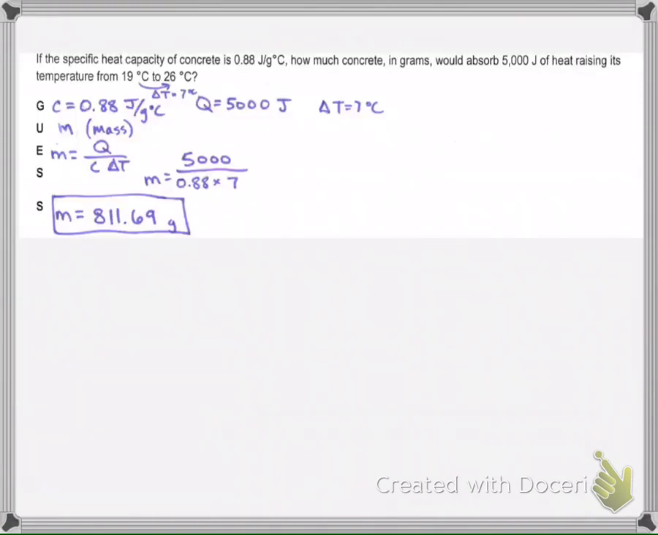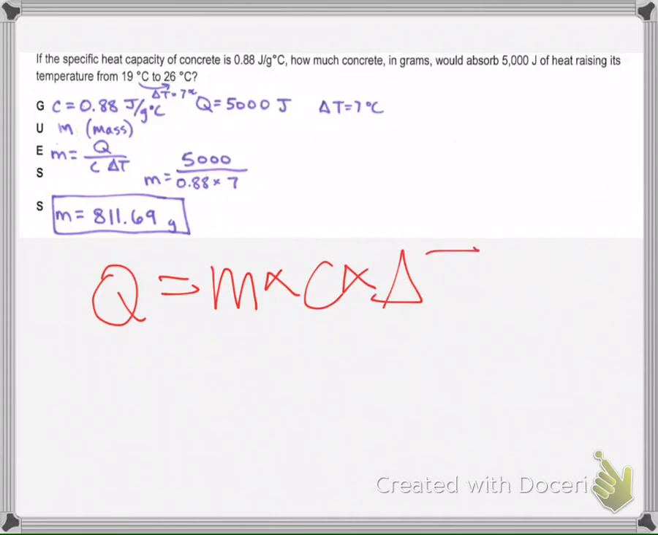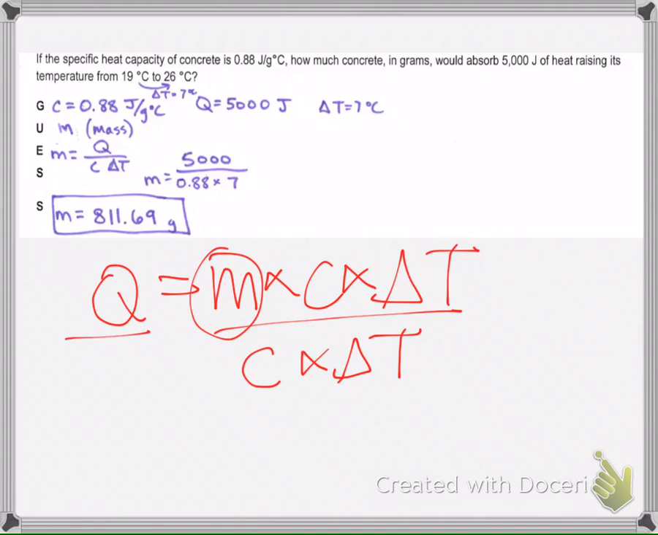For the next example, we are looking for mass. So if our formula is Q equals MC times delta T, and I'm looking for mass, I'm going to have to divide by specific heat times the change in temperature on each side, and that's going to help me solve for mass.